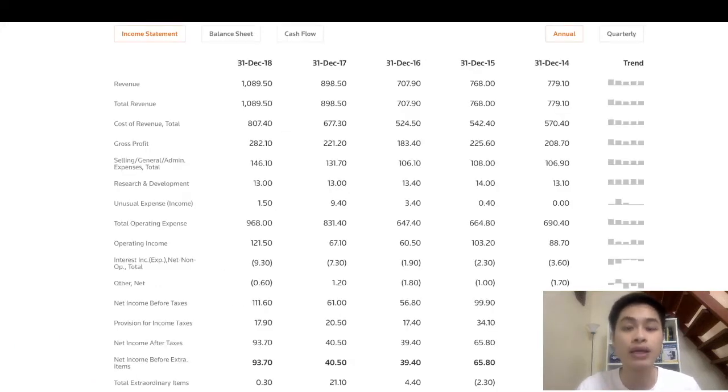Let's see how we can calculate the net profit of a company by taking a look at the company's income statement. On the screen is a screenshot of a company's income statement. To determine the company's net income or net profit, we need to analyze the company's income statement. On the top left of your screen, you can see the revenue of a company or the sales revenue of a company. The sales revenue of the company is 1089.5.